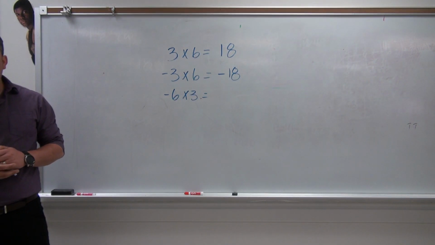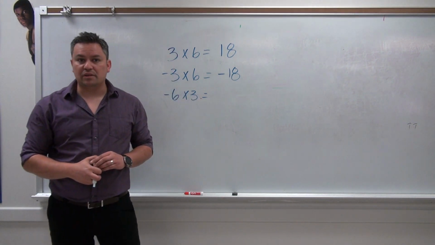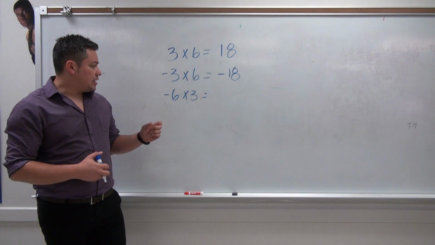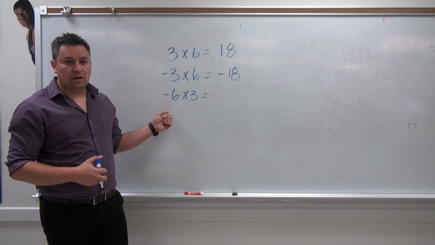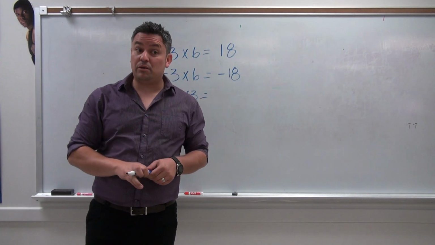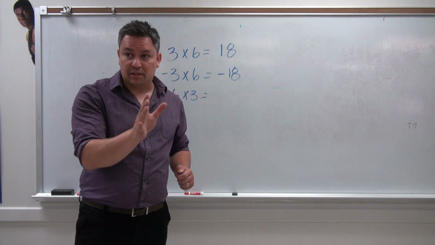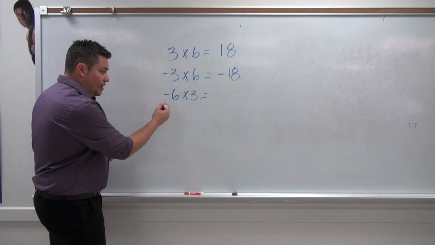What if I have negative 6 times 3? What is my answer? Negative 18. So does anybody say it's positive? Does anybody think that's a negative on the side, because it's a higher number? I don't want you to think like that because that's one of the common mistakes. Now you're talking about adding and subtracting. That's different.